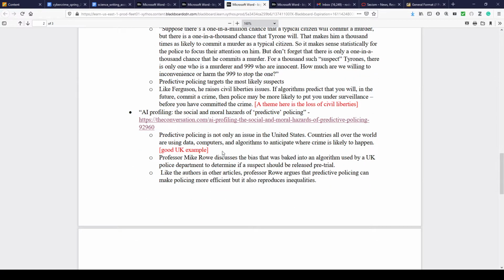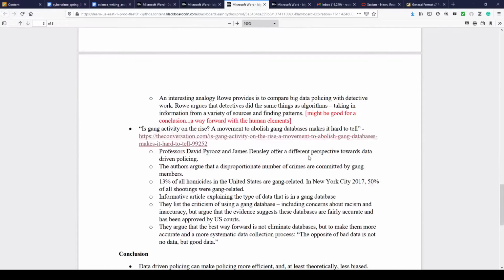This is a good UK example. I realized that all of my other examples to this point were about the US. And of course, this is a worldwide thing. So this shows that this is international, this big data thing.